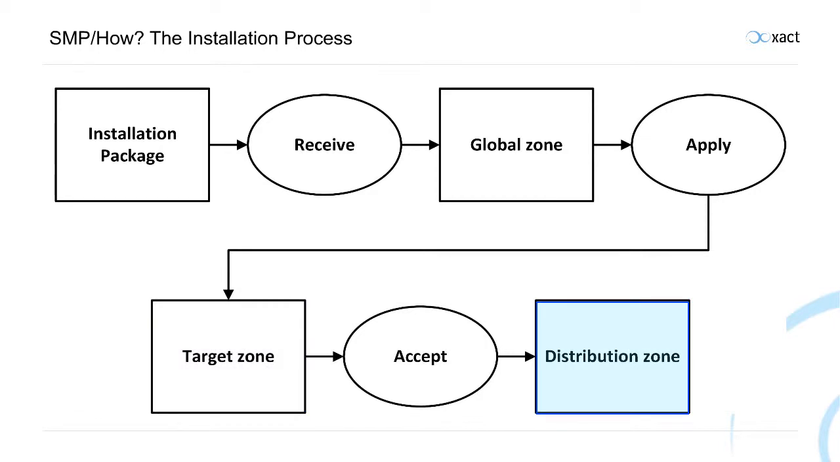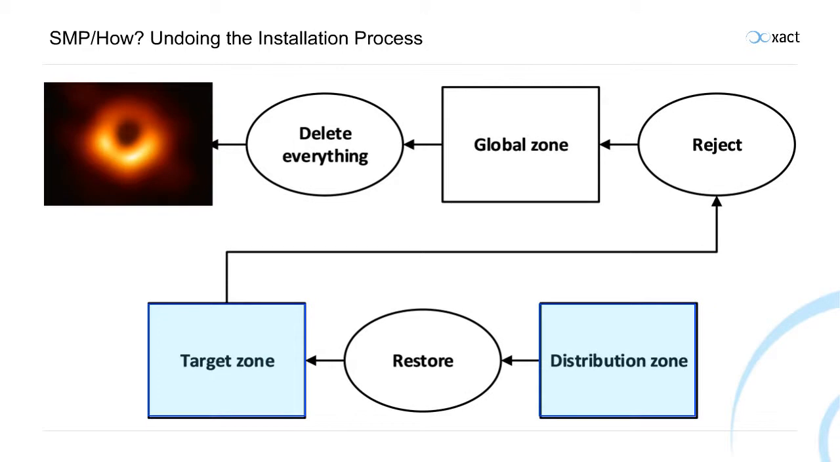When you feel comfortable with the level you have installed, you can accept it into the distribution zone. You would do this at latest when you need to put new fixes on the system, so you had a point to return to. The restore command replaces the affected elements in the target libraries with the unchanged versions from the distribution libraries.